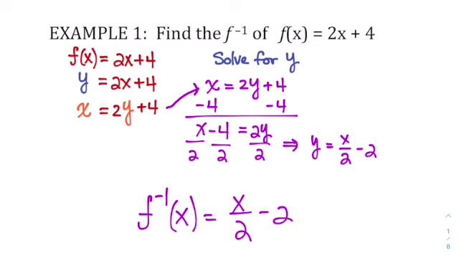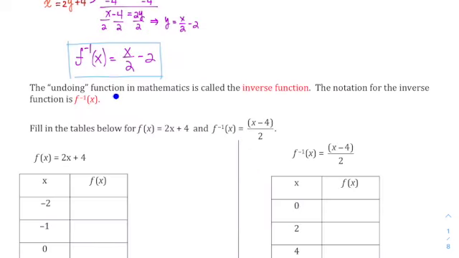That's my new equation. Next thing is the undoing function in mathematics is called the inverse function. That's what we do, f inverse. The notation for the inverse function is f of negative 1. And that's how we write it on the equation above.